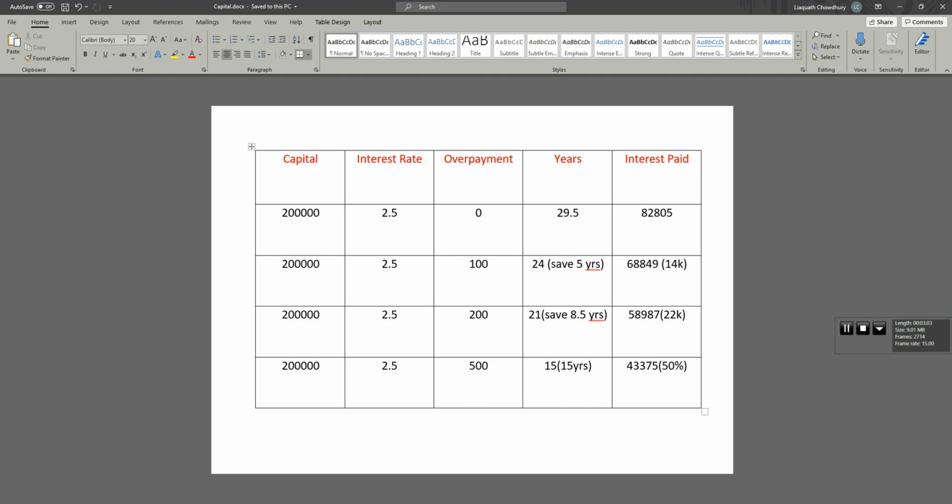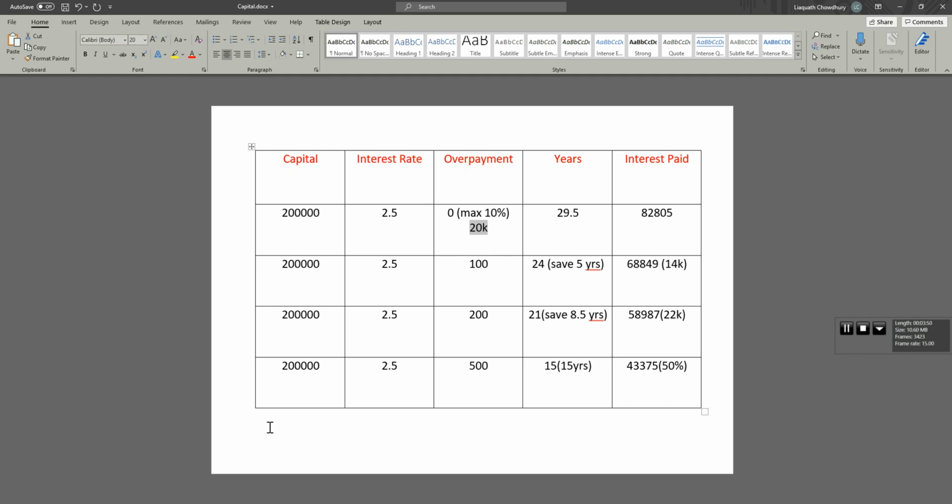One thing that comes into account is that sometimes the bank doesn't allow you to overpay above a specific amount. For example, some banks say you can pay a maximum of 10% of your remaining loan. So in the first year, when you have 200,000, 10% is 20,000, so you can pay a maximum of 20K in the first year.